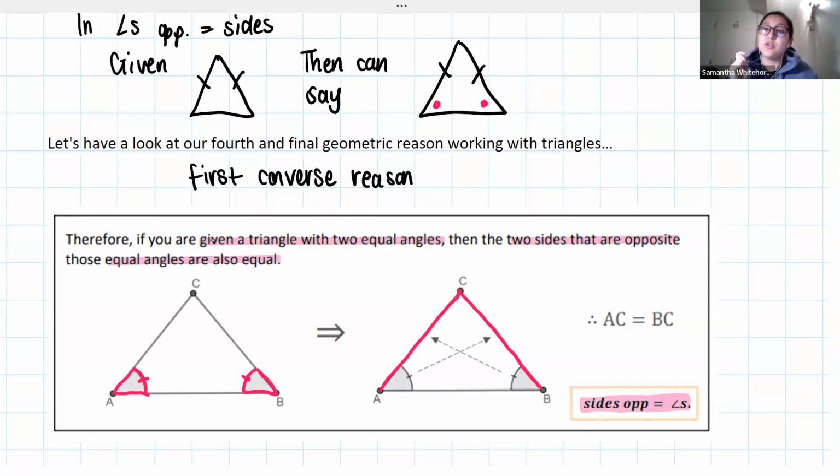So again, if you are given that you've got two equal angles in a triangle, you can then say the sides opposite are equal. And like I said, this is one of the first converse reasons that we're going to look at. As you move up in geometry, you deal with quite a few converse reasons. They're very helpful to prove certain things. When we get to Pythagoras next term, we're going to talk about converse of Pythagoras, and it helps us prove that a triangle is right angled. But this is the first of what we're going to chat about. Right, so I'm going to leave that up there.